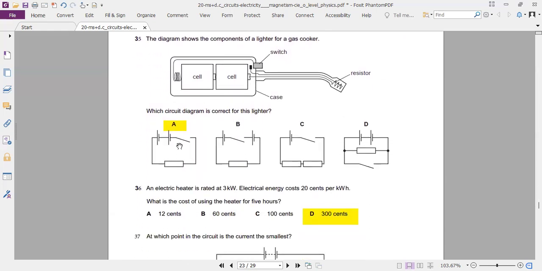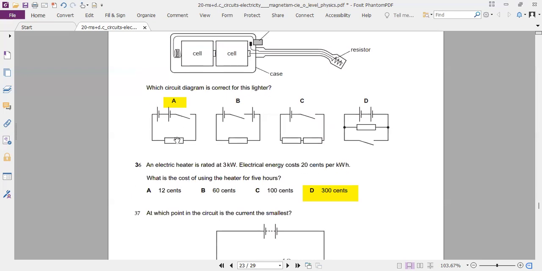This circuit resembles this one. Look at the two cells connected in series, switch, resistor, and the resistor goes back to the... what does the resistor do? Look, the resistor is connected here and it goes back to the battery. So the resistor goes back to the battery.